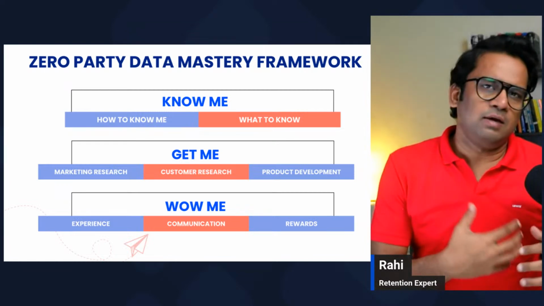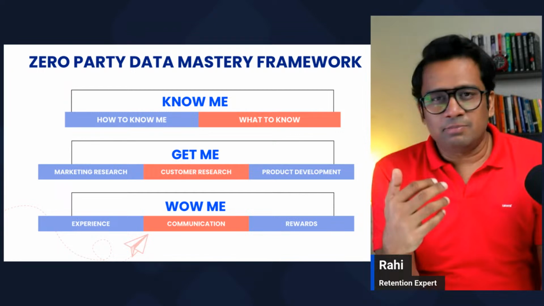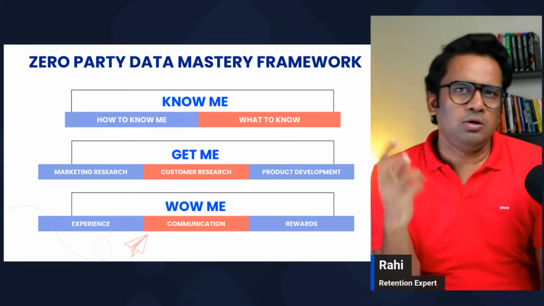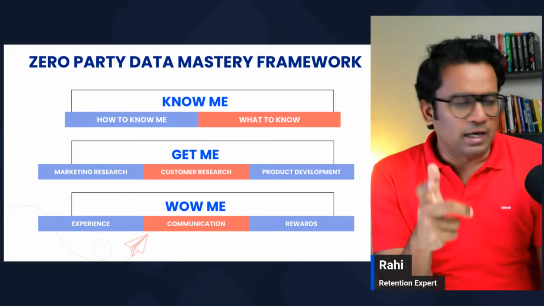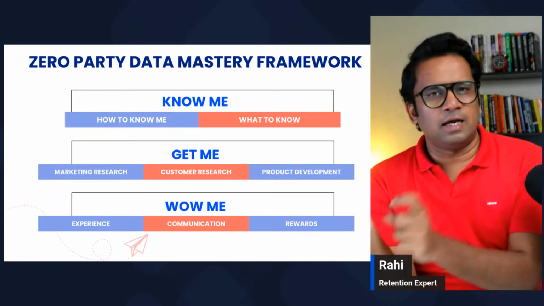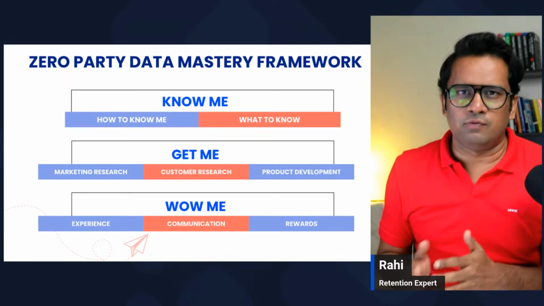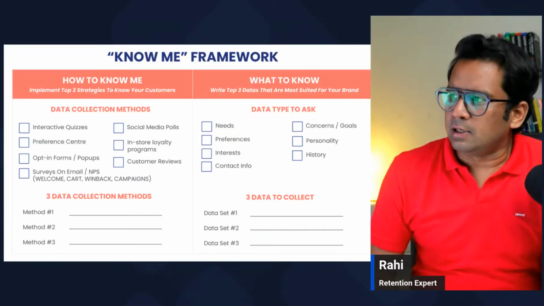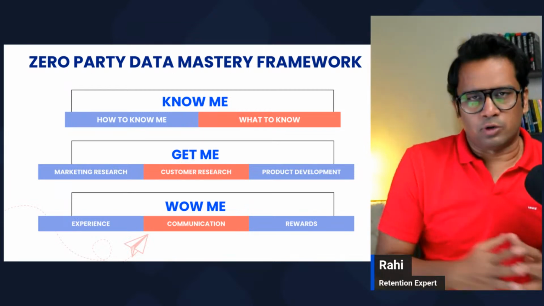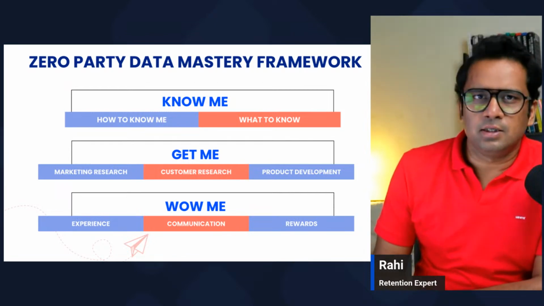And then there is the Wow Me factor, the third step. So Get Me is behind the scenes, the customer doesn't know much about that, and it's mostly what we are doing to understand more about the customer. But Wow Me is all about what we are doing to enhance that experience or use that information to add value to the customer. So Wow is front facing, and Get is from an internal team perspective. And in Wow, it's always about what we can do for experience, what we can do for communication, and what we can do for rewards. So these are the three buckets for Wow.